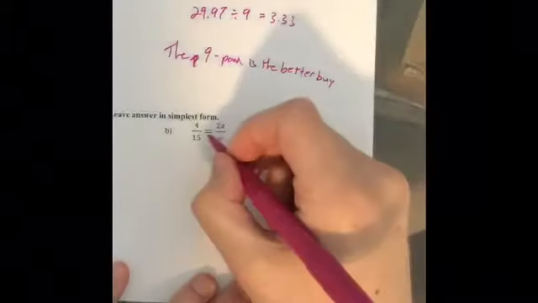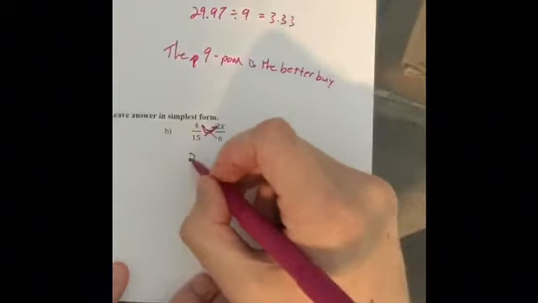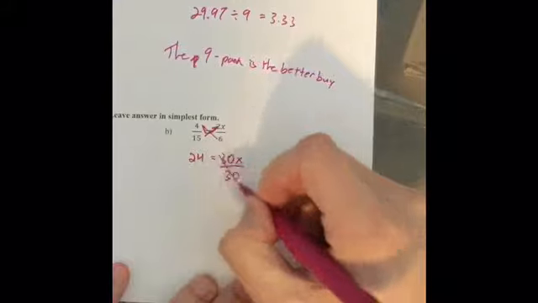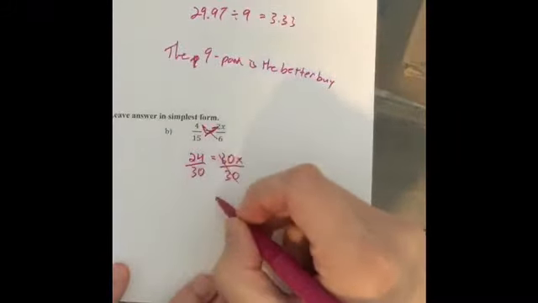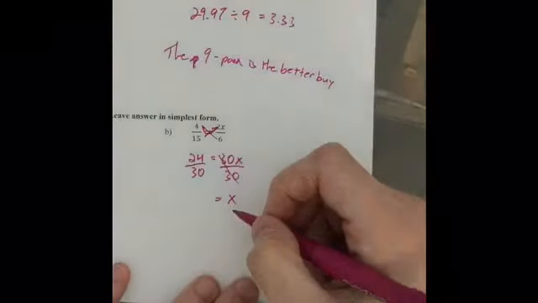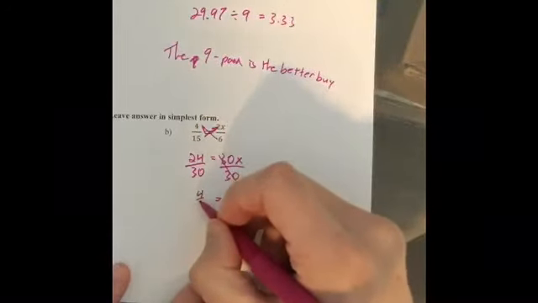Equals 2x over 6. Cross multiply. So that's 24 equals 30x. Divide both sides by 30. 24 over 30, common factor is 6, so that'll reduce to 4/5.